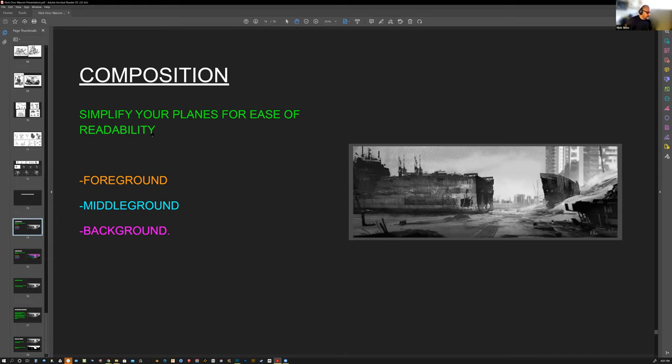my composition thought is it's about simplifying your planes for ease of readability. What that means is being able to break down your image into foreground, middle ground, and background, in threes. I follow basically the rule of thirds. So I break things into odd numbers, not even numbers. I break it down into three grounds: the foreground, the middle ground, and the background. What I mean by that is exactly in this composition, this example right here.